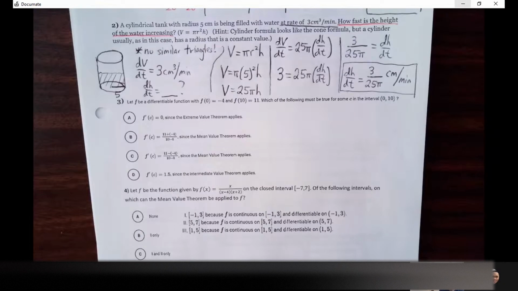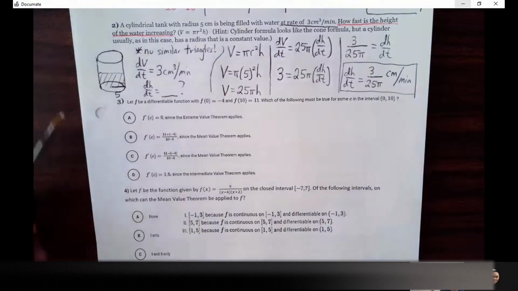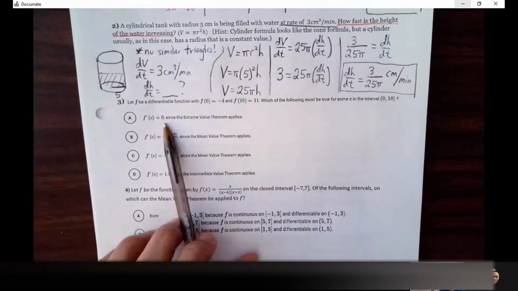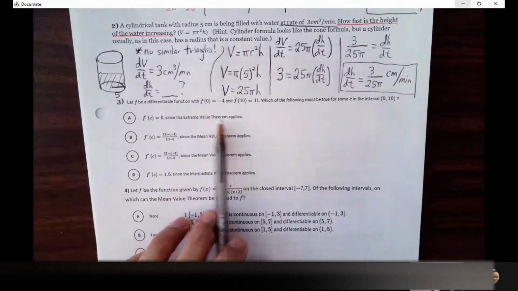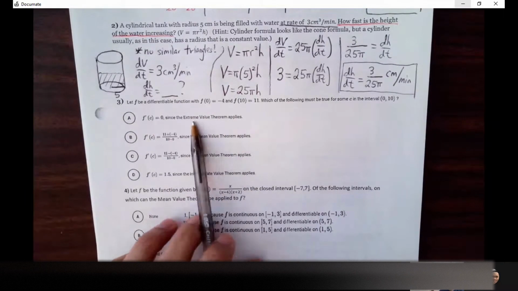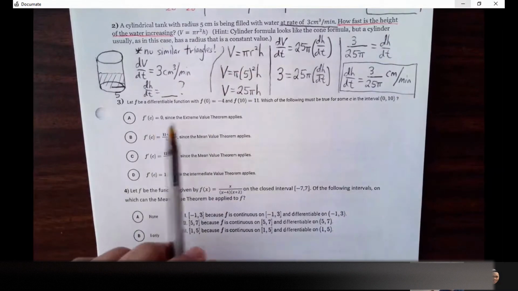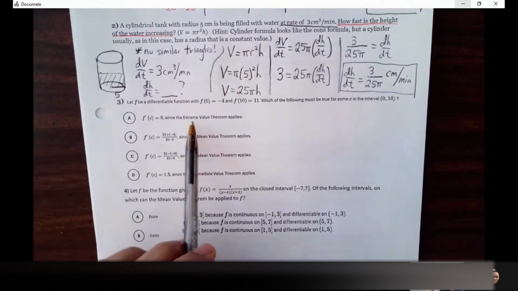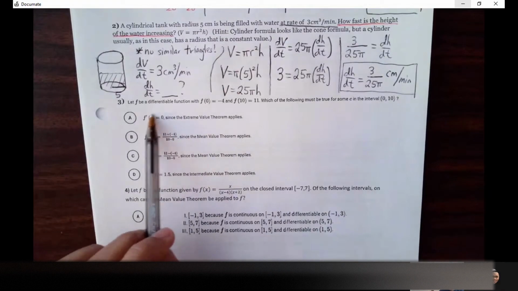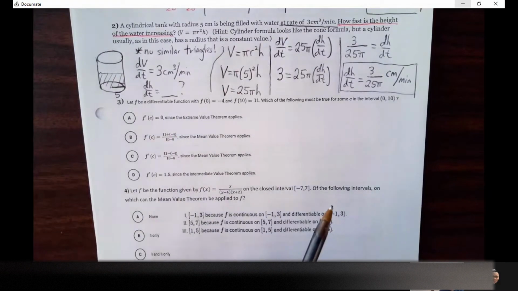At number 3, we have a differentiable function. f(0) equals -4 and f(10) is equal to 11. Which of the following must be true for some c value in the interval from 0 to 10? All right, so it says f'(c) is equal to 0 since extreme value theorem applies. We know extreme value theorem is ultimately after a max or min. It is not necessarily going to guarantee a slope of 0.